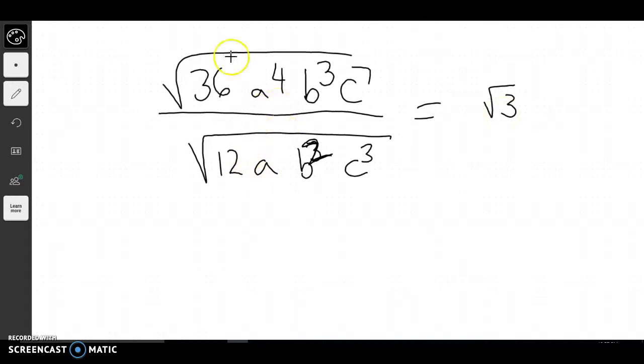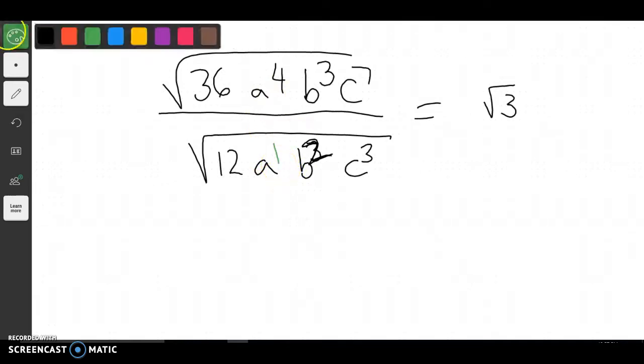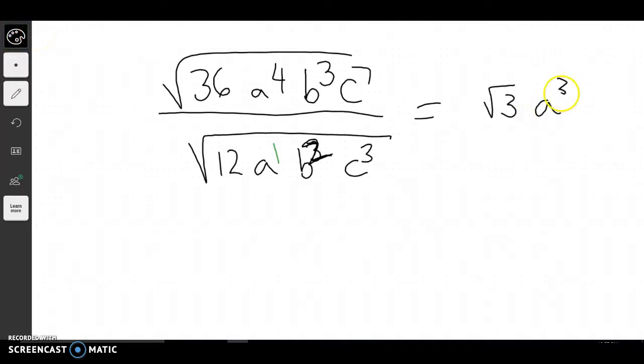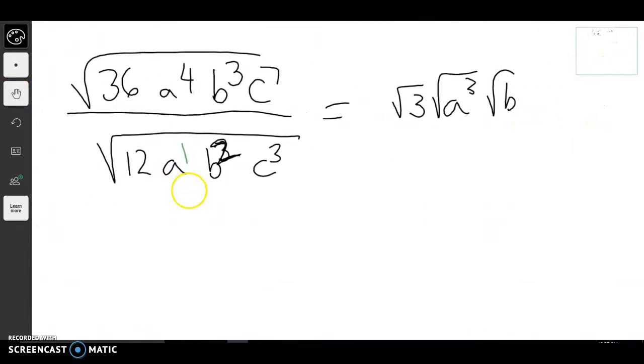Now we're going to divide this, and if you remember how to divide exponents before, dividing exponents acts like subtraction. So a to the 4th divided by a to the, well, if they don't give me a number, that's to the 1st, would just be a to the third, and it would have a radical over it. b to the third and b to the second would just be b. And c to the seventh and c to the third would just give me c to the fourth.